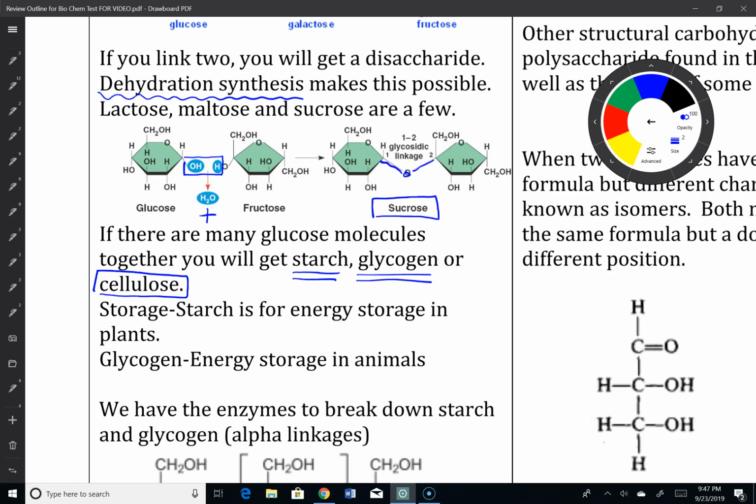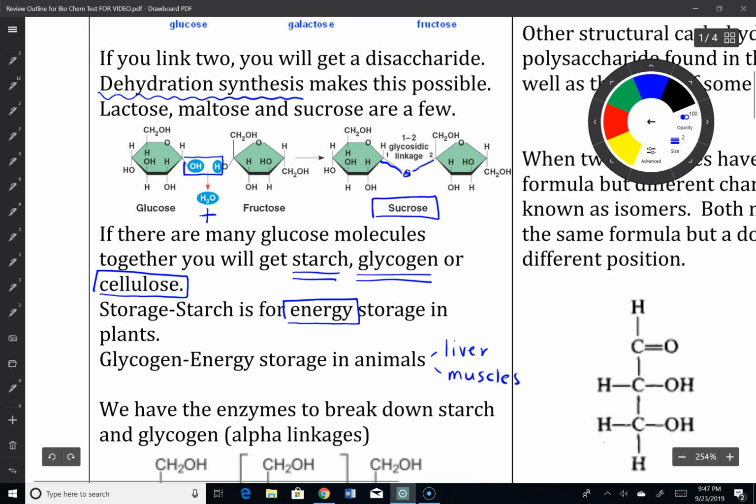Plants will use starch as a storage for energy, which we just said, in things like potatoes and carrots, and we can break that down. Glycogen is where we're going to store our energy, and we are going to store it in the liver or in muscles. So those are places that we will see the glycogen, and plants will store it in the roots.